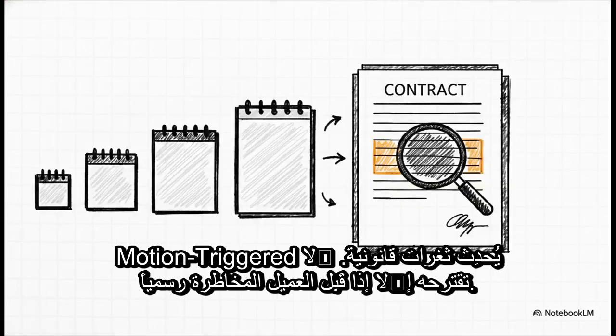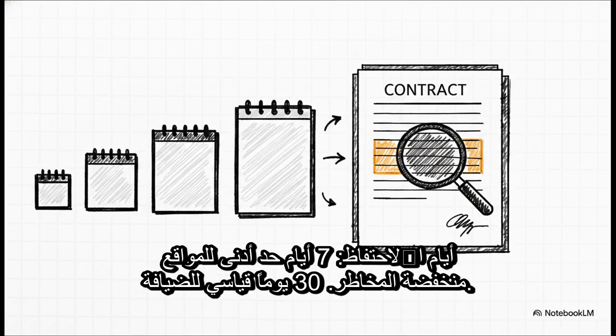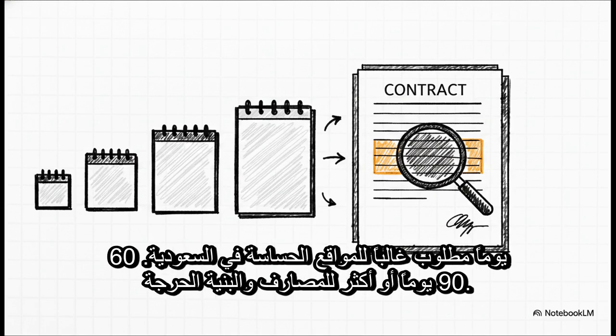So, the crucial point here is getting your retention days right. 7 days is your absolute minimum for low-risk commercial sites. 30 days is standard for hospitality. 60 days is often strictly required by spec for sensitive sites, particularly in regions like KSA. And 90 days or more is standard for banking and critical infrastructure.